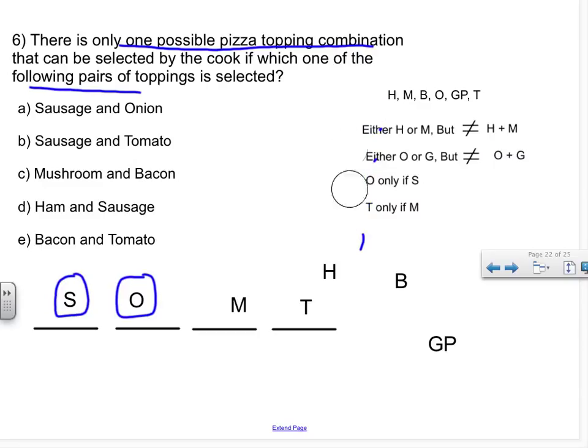I believe so, but let's just check. H or M, we got M. O or G, we got O. O and S, and T and M. So there are two ways. So we can eliminate A.